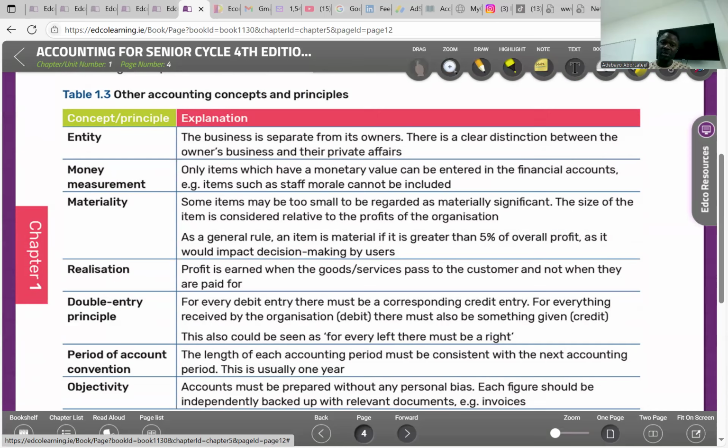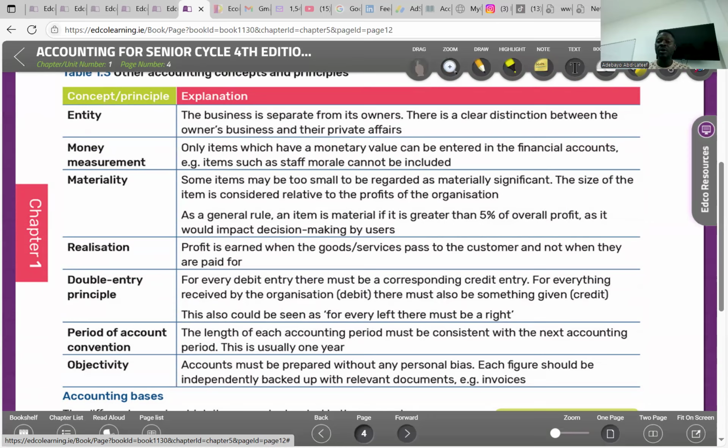Only items which have monetary value can be entered in the financial account. For example, items such as staff morale cannot be included. So whatever information has to be recorded in the financial statement should be items that have a monetary value. We don't record morale of the workers. We don't record items that have no monetary value, items that are abstract. We cannot record them in the financial statement.